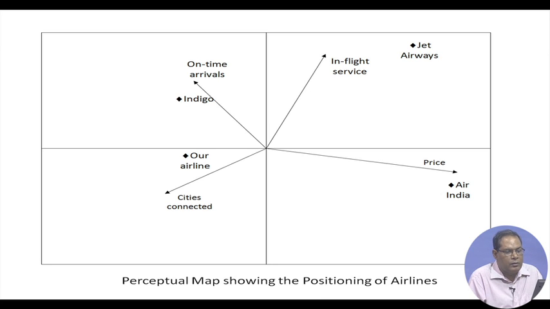Jet Airways is somewhere ahead in flight service. Air India is a low price carrier or high price carrier in some arenas, in some sectors, and our airline could be very much placed on cities connected, so that our airline, instead of following a hub and spoke model, can follow a destination to destination kind of service. So, this is the way the airlines can be positioned on a perceptual map.